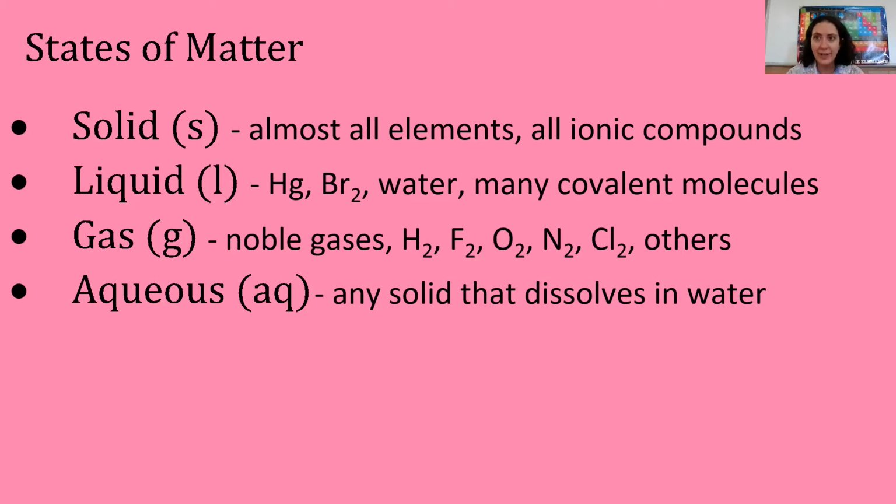Liquids: mercury is a liquid. It's a weird one. So is bromine, water, and a lot of covalent molecules. So things like alcohols are all liquids. What else is liquid? Some covalent molecules are gases, like methane or ethane, which are CH4 and C2H6 respectively. Propane, which is C3H8, is a liquid, I think, or maybe it's a gas.